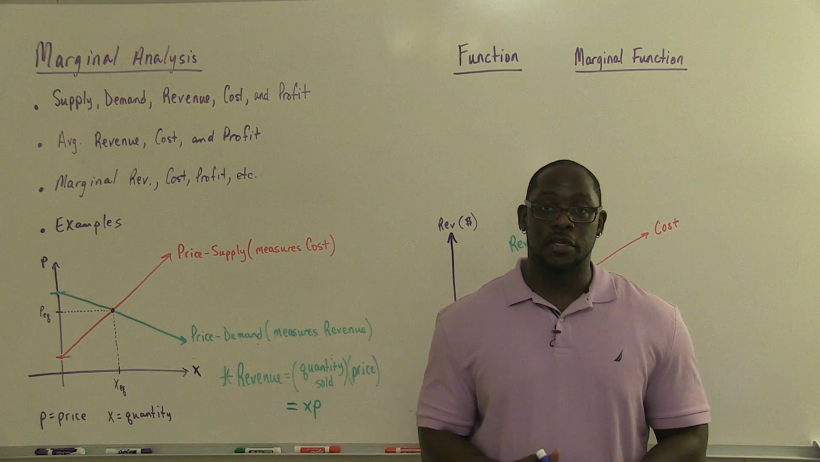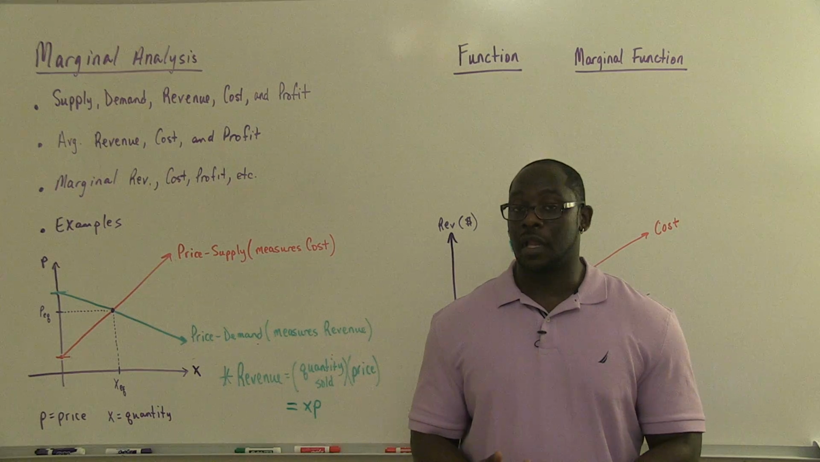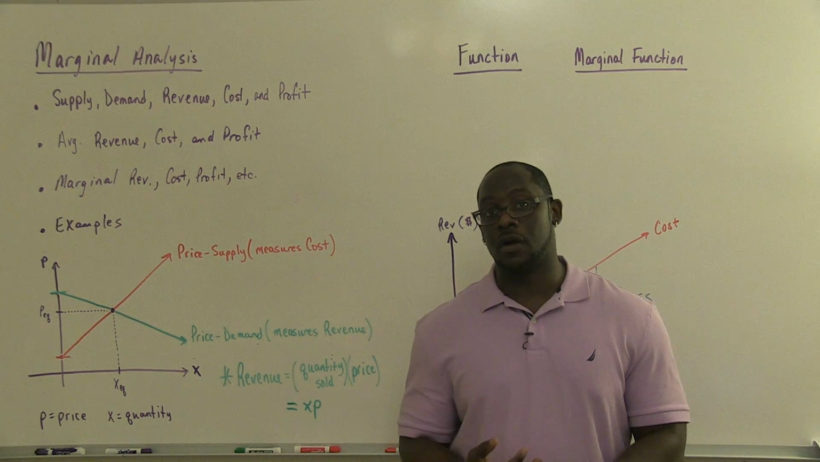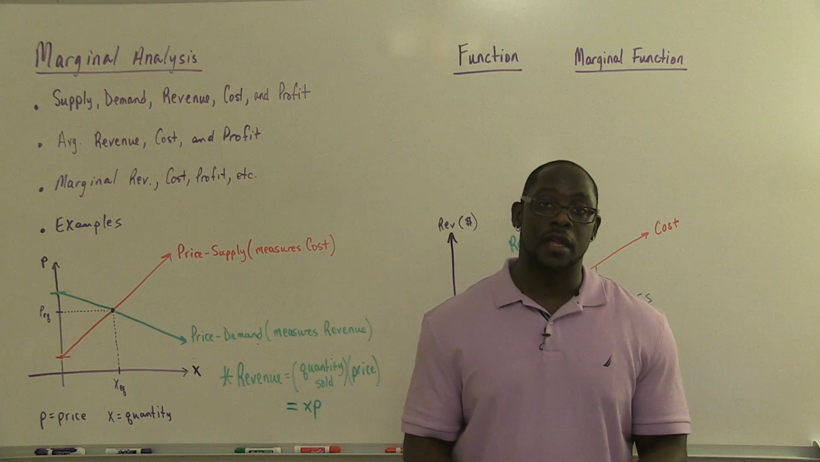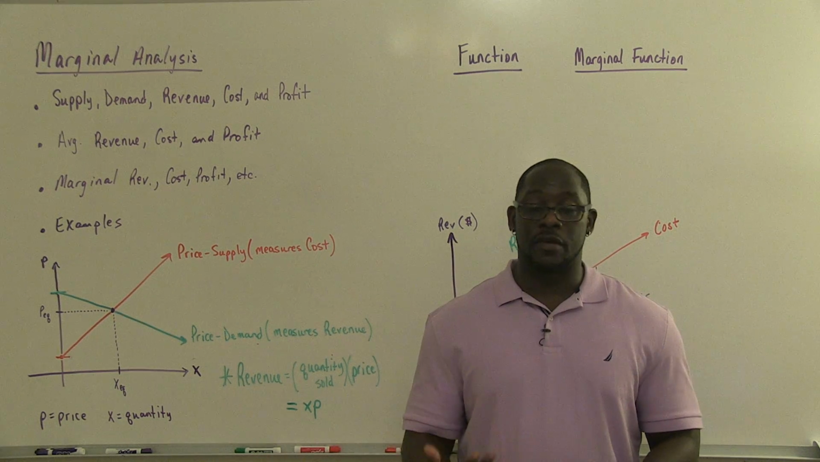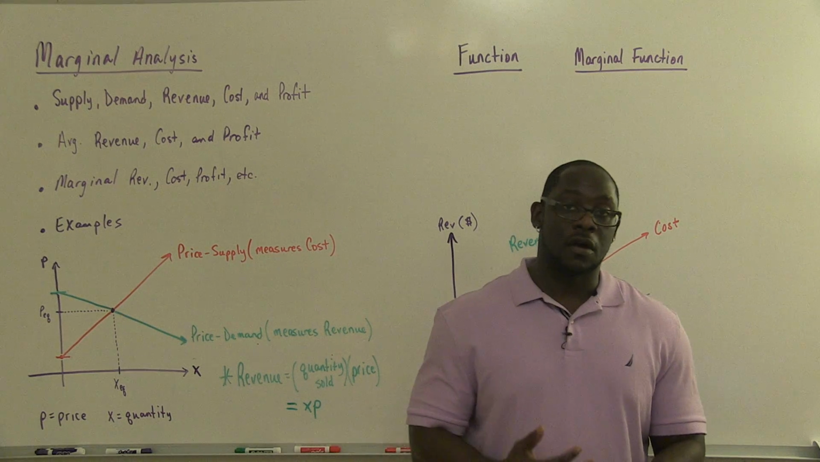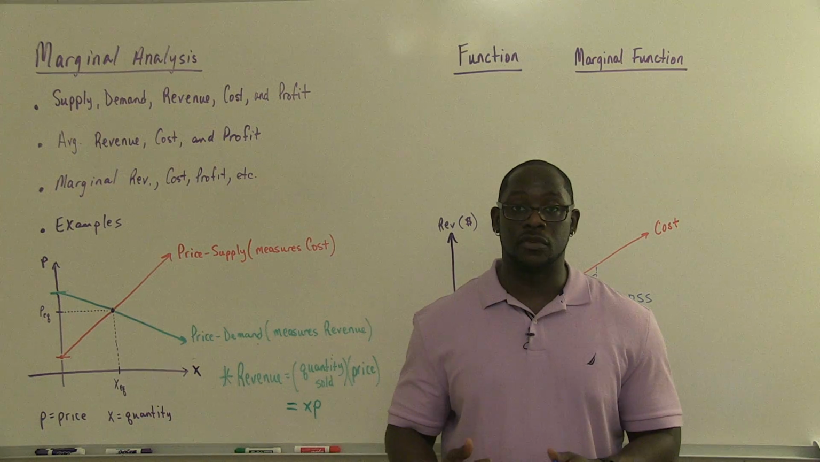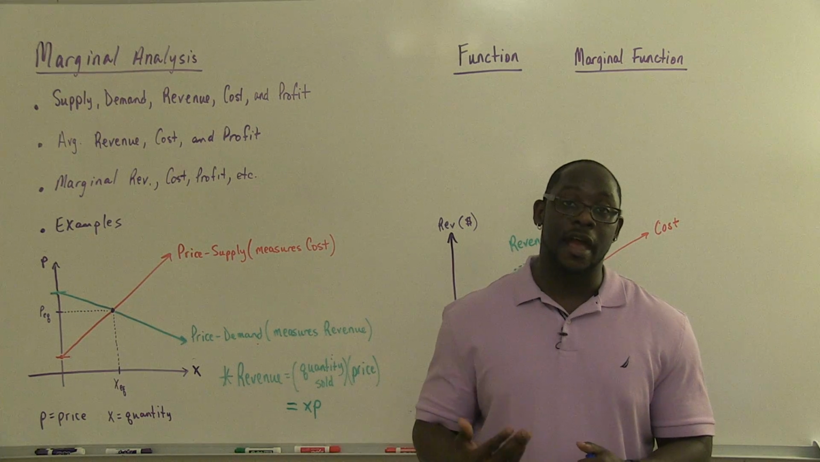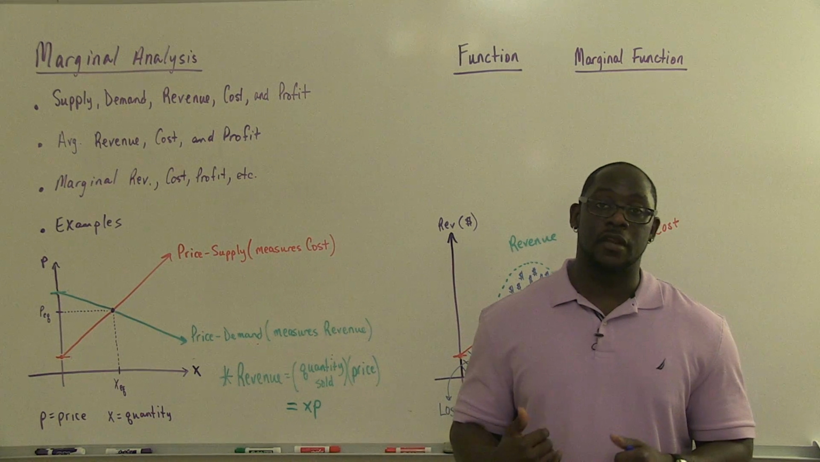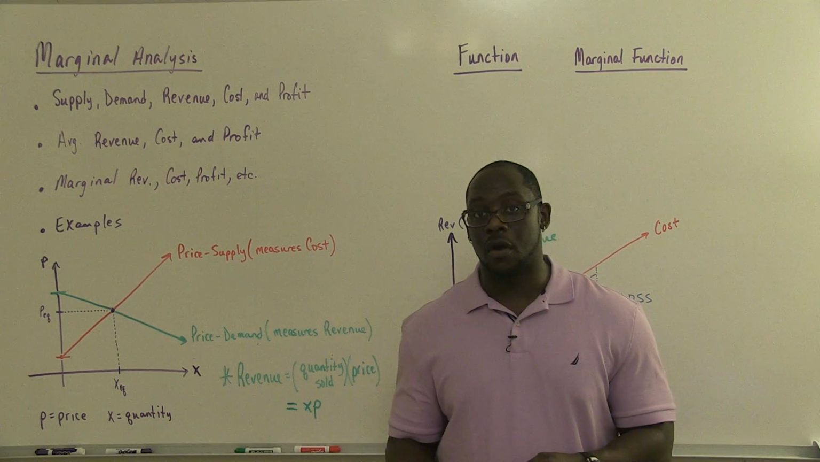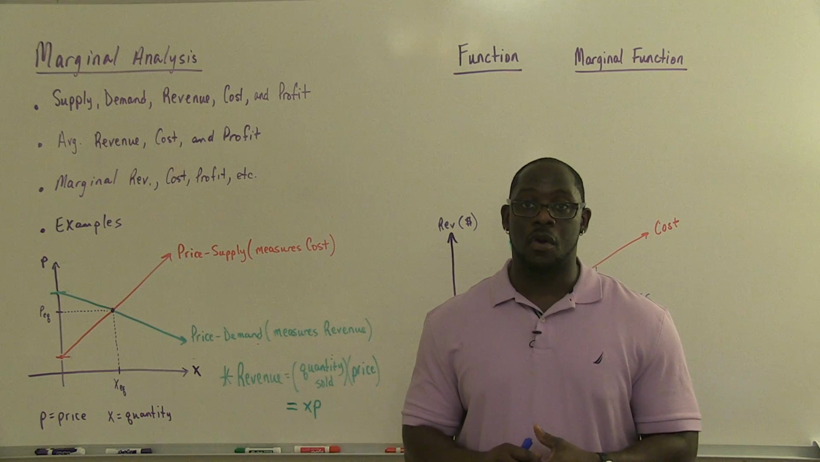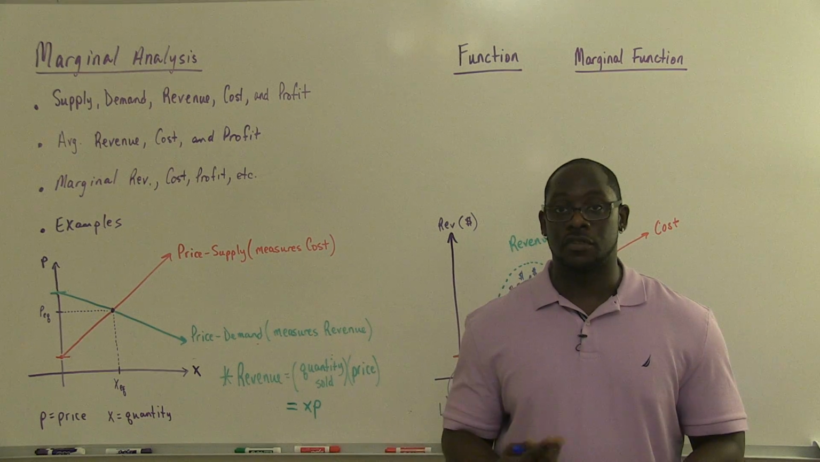We're going to start this particular lesson reviewing supply and demand and how that builds into getting revenue, cost, and profit. And then from that, we will come up with our revenue, profit, and cost equations, talk about what it means to have average revenue, average cost, and average profit, and then from that derive what our marginal cost would be, marginal revenue, marginal profit, and the marginal average revenue, cost, and profit.